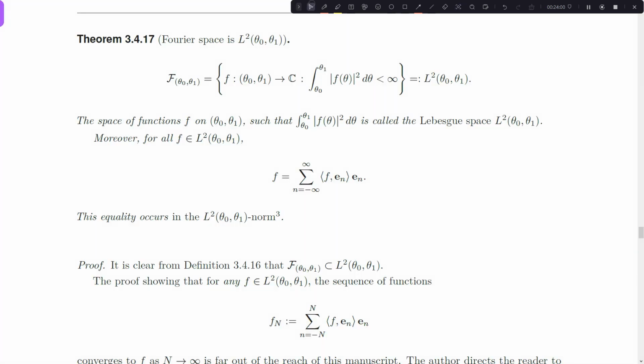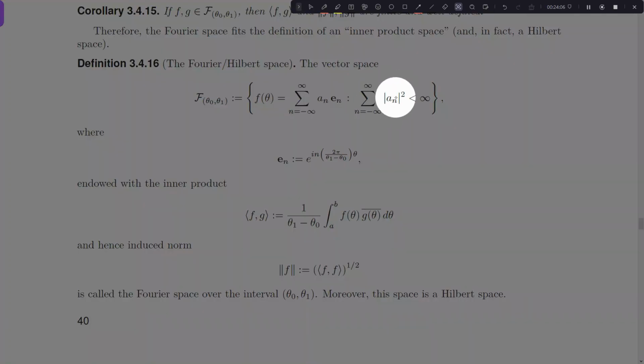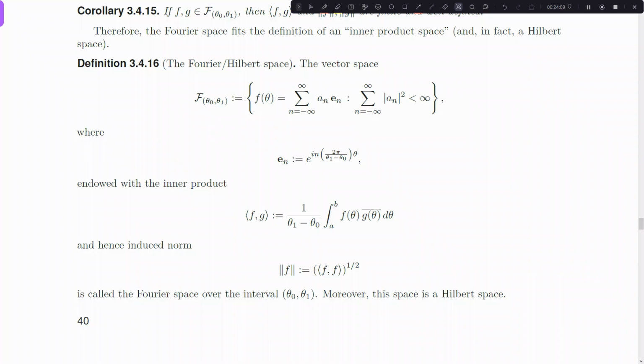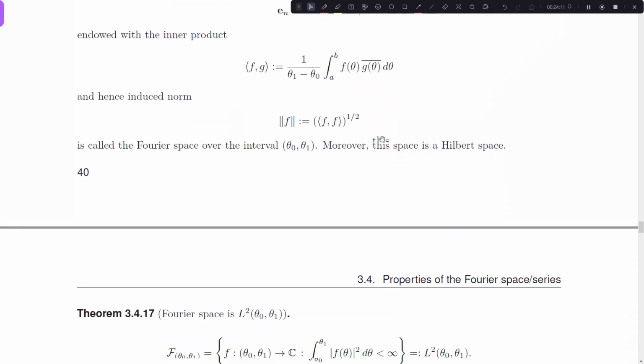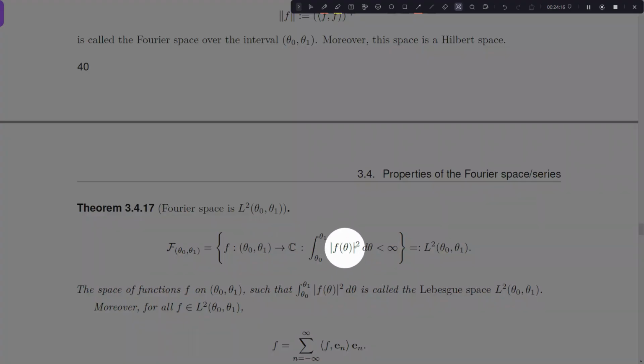So you saw earlier that the Fourier space was the space defined where the coefficients squared summed were finite. The L2 space is the space where integrals of the magnitude squared are finite. But it turns out, thanks to Plancherel, that this is precisely the same as that Fourier series converging, or the Fourier coefficient squared converging. And so these spaces, L2 of theta 0, theta 1, are exactly the same space as the Fourier space we were worried about earlier.